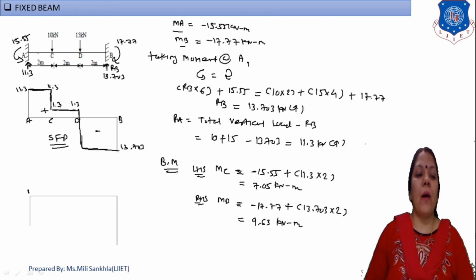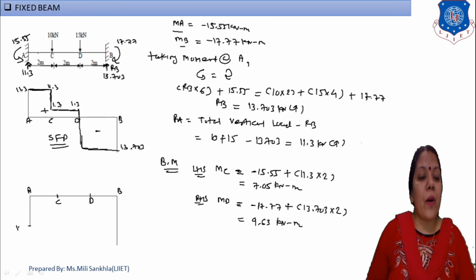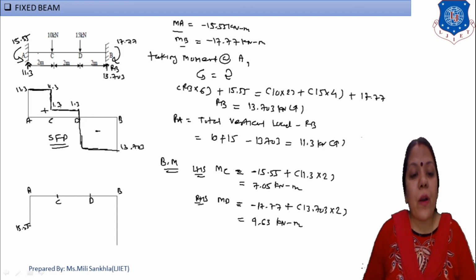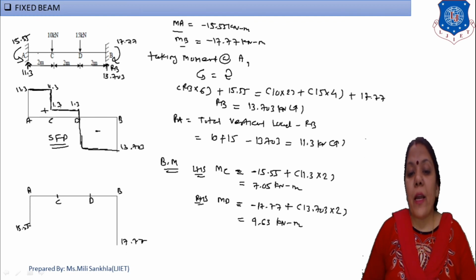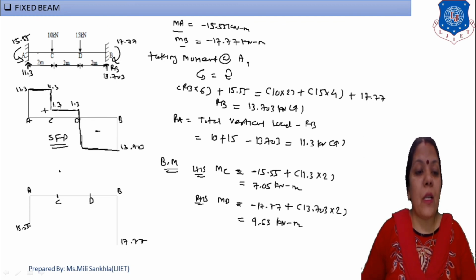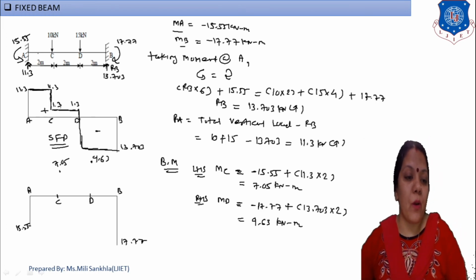Now first of all mark the points. This is A point, this is B point, this point is our C, and this point is D. Now this is the first point, MA is equal to 15.55, and this point is 17.77. These two points are positive, so mention here this point is 7.05 and this point is 9.63. Now simply connect these points, because here the diagram is in minus.